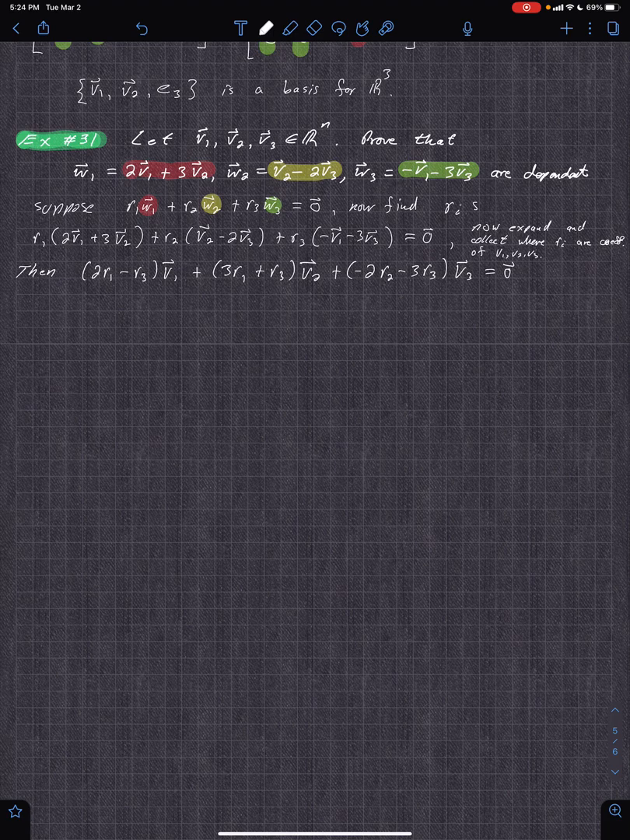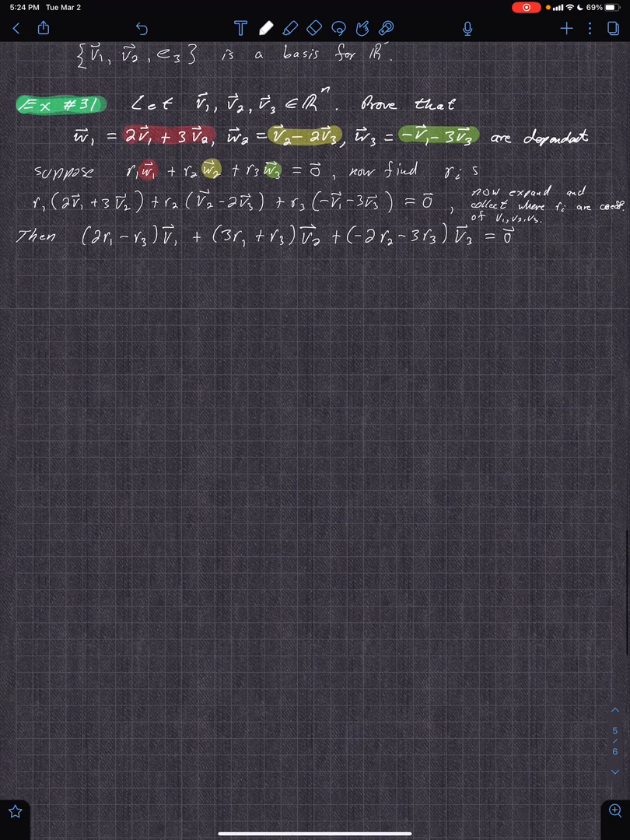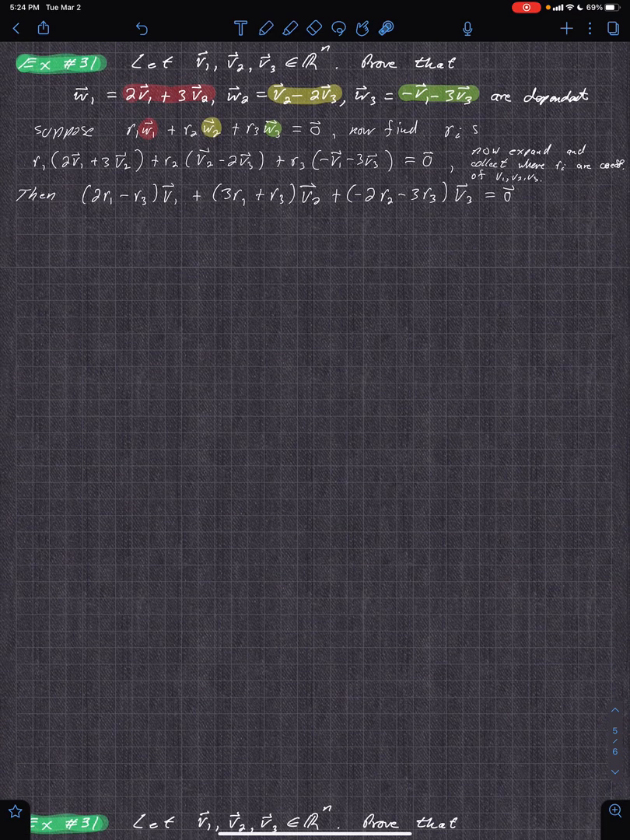So now you're just setting each one of those equal to 0. So we're showing what values of R would make this 0. We know it's going to be dependent if there exist R1, R2, and R3 that get this to be 0. Remember, they're linearly independent if the only way to get 0 is if all of these are 0. So we're basically showing that that's not the case.